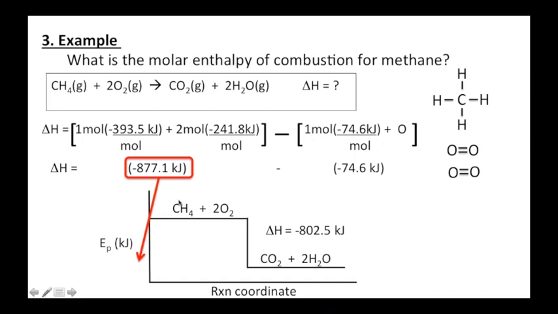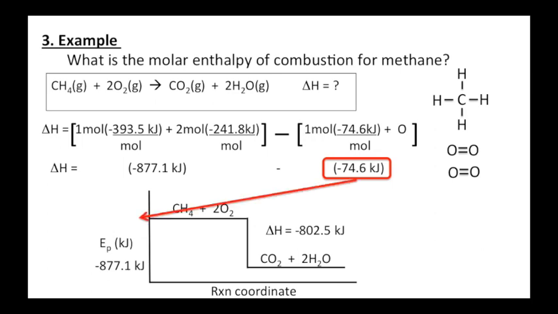And I now know that this is my product bracket, the products, and that bracket totals 877.1. That goes down here because these are products here. So 877.1 goes there. These are my reactants. They go here. So that's my reactant bracket. And now you have what a potential energy diagram looks like. We've got an exothermic reaction, and it's properly labeled in terms of energy.